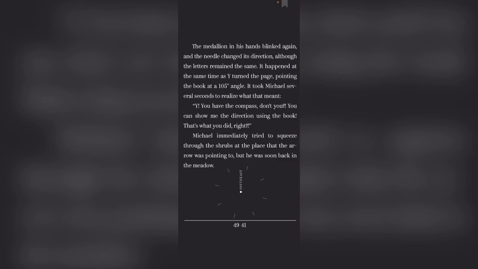Michael immediately tried to squeeze through the shrubs at the place that the arrow was pointing to, but he soon was back in the meadow. "Okay, so I need to point this southeast, I'm assuming. Where is southeast? Let's try this way."